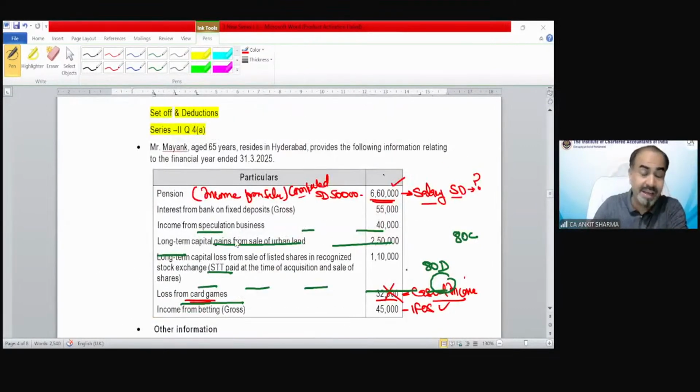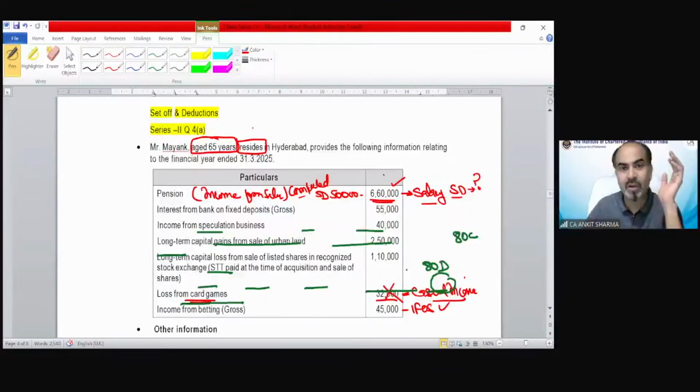Now, in the starting also, there was a very interesting information that the age is 65 years and he's a resident. So that could impact my solution, that we will see what should be the impact of this case.